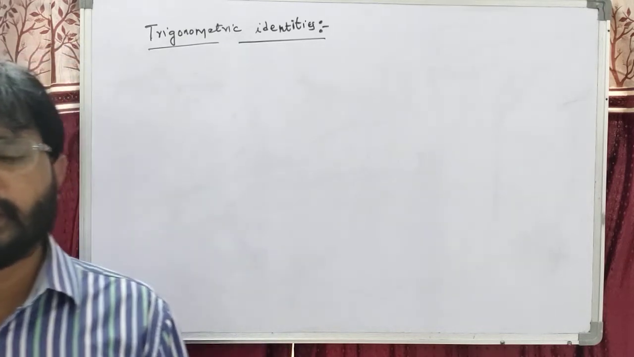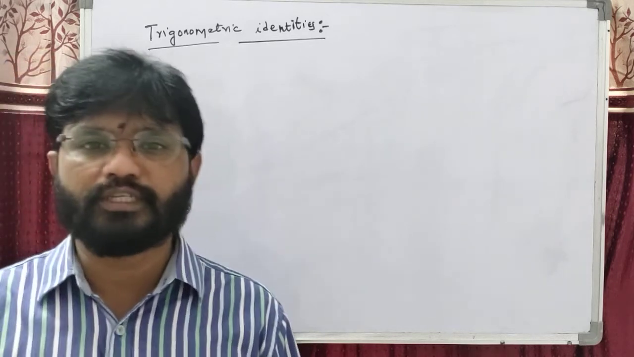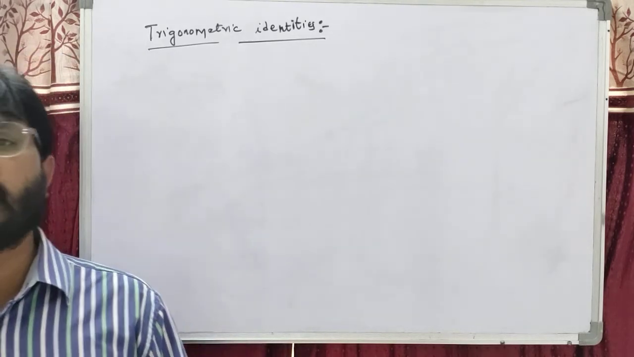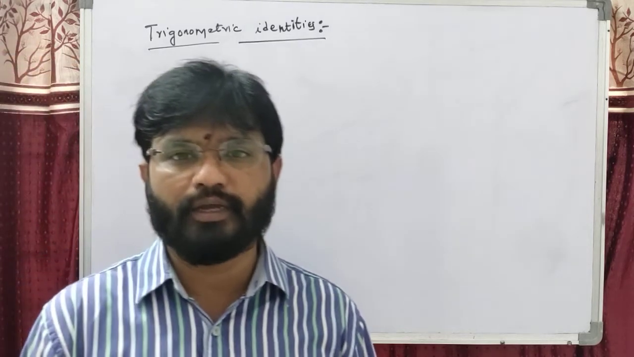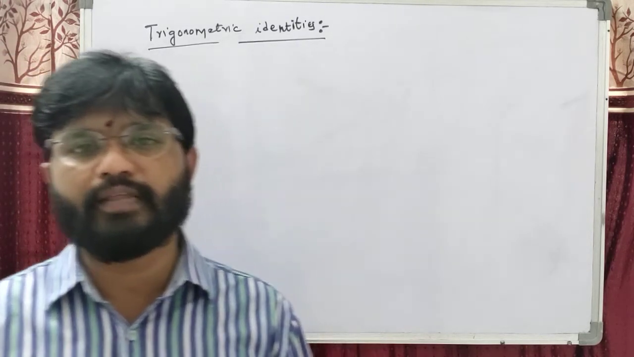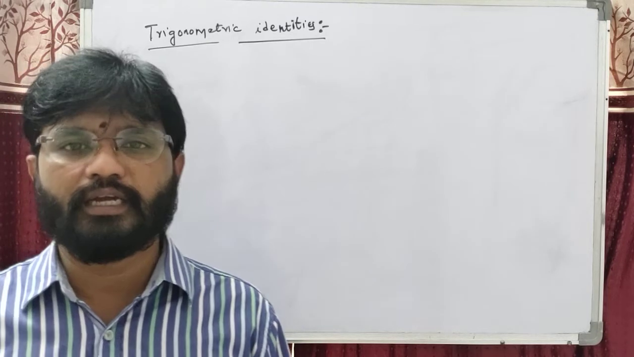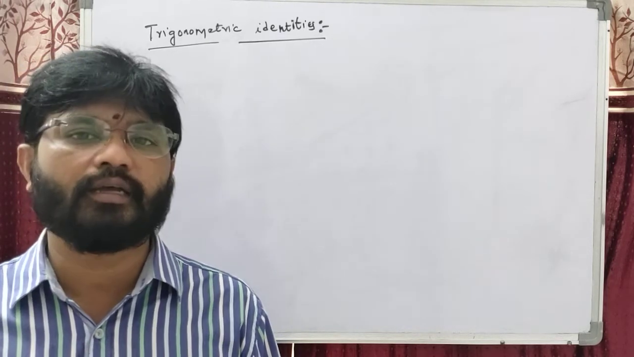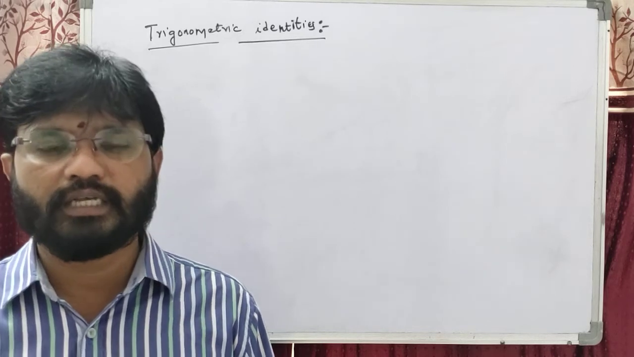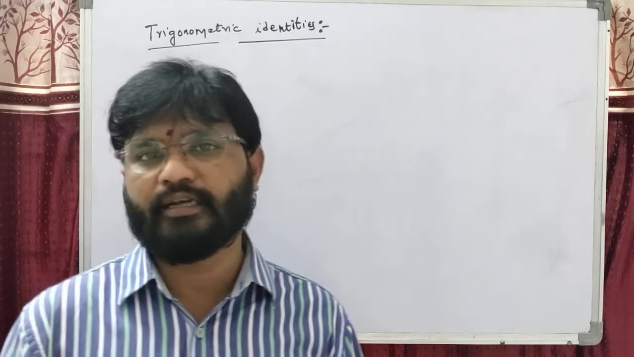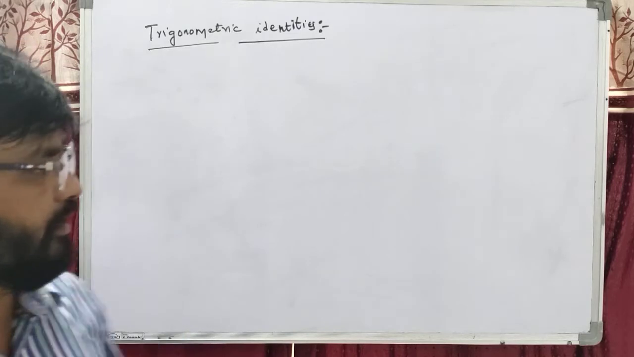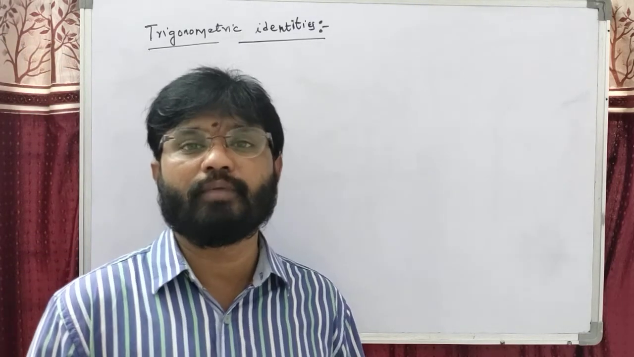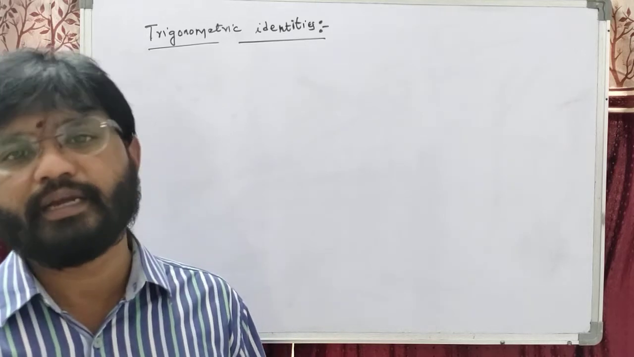ratios. Sine theta is the opposite side of theta by hypotenuse. Cos theta is the adjacent side of theta by hypotenuse. Tan theta is the opposite side by adjacent side. The cosecant, secant, and cot are the reciprocals of sine, cos, and tan. Therefore, students, cosecant theta can be written as 1 by sine theta, secant theta is 1 by cos theta, and cot theta is 1 by tan theta.